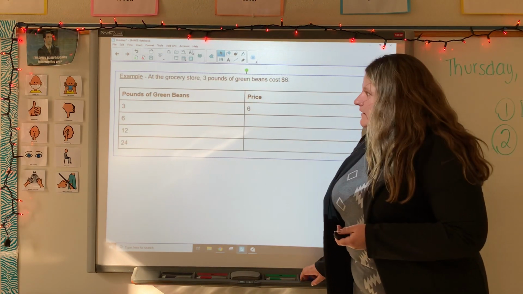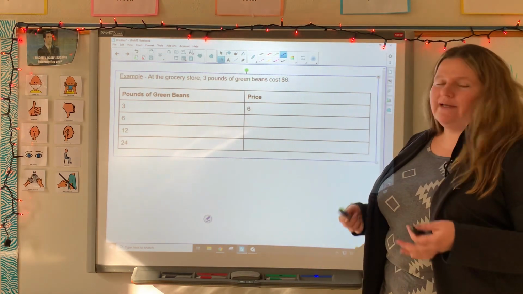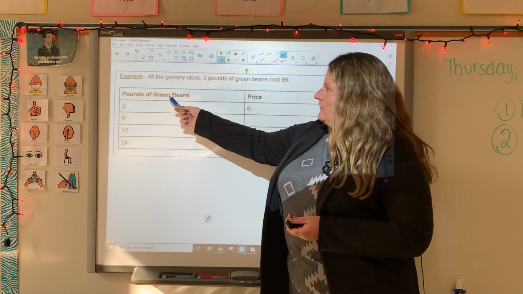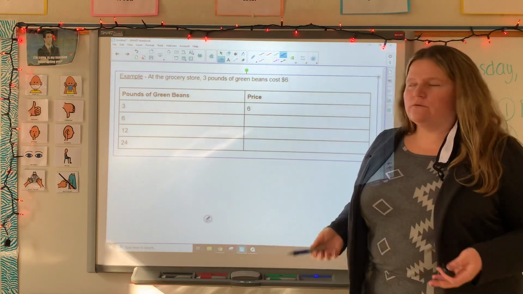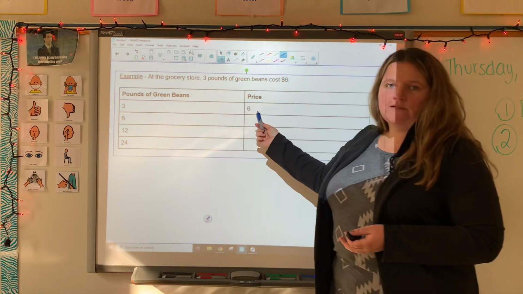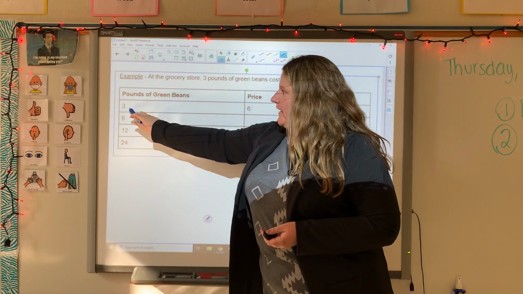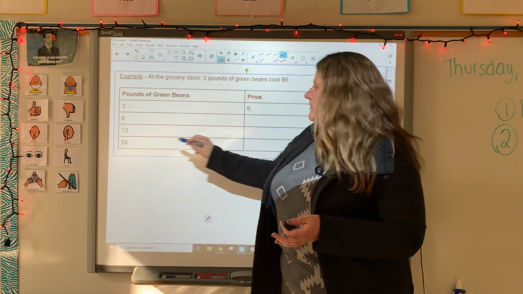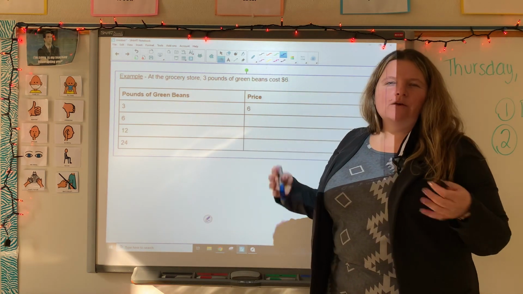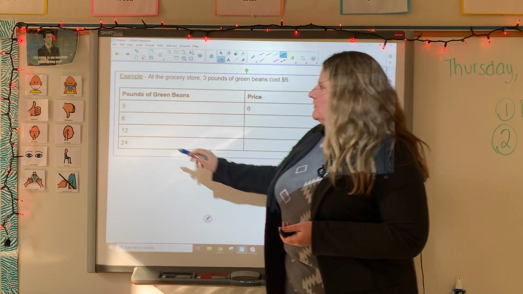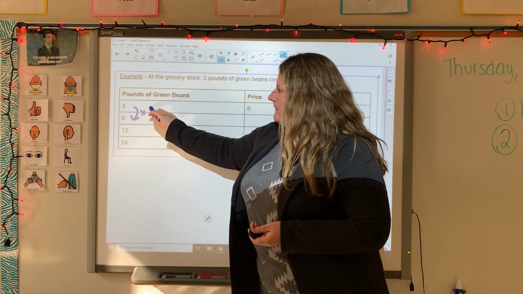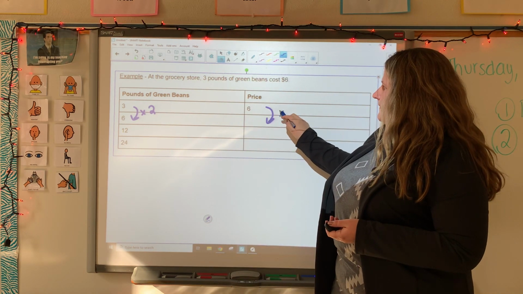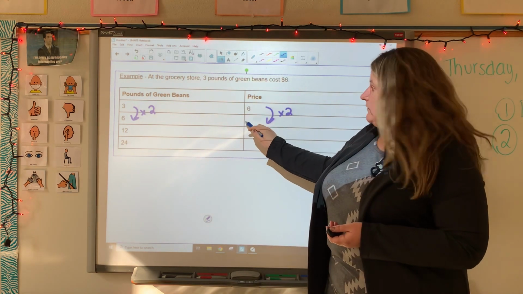Now another way to do it is we can look at maybe doubling. Doubling is something easy to do, multiplying by 2. So we have green beans and price. So this would be something you use in a grocery store. And 3 pounds of green beans cost $6. So I'm gonna look to see how am I going from 3 to 6. So I'm adding another 3 green beans. So I'd have to add another $6, but we like to use multiply a lot when we do ratios. So I'm doubling it. So if I double my amount of green beans, I have to double the price. 6 times 2 gives me 12.